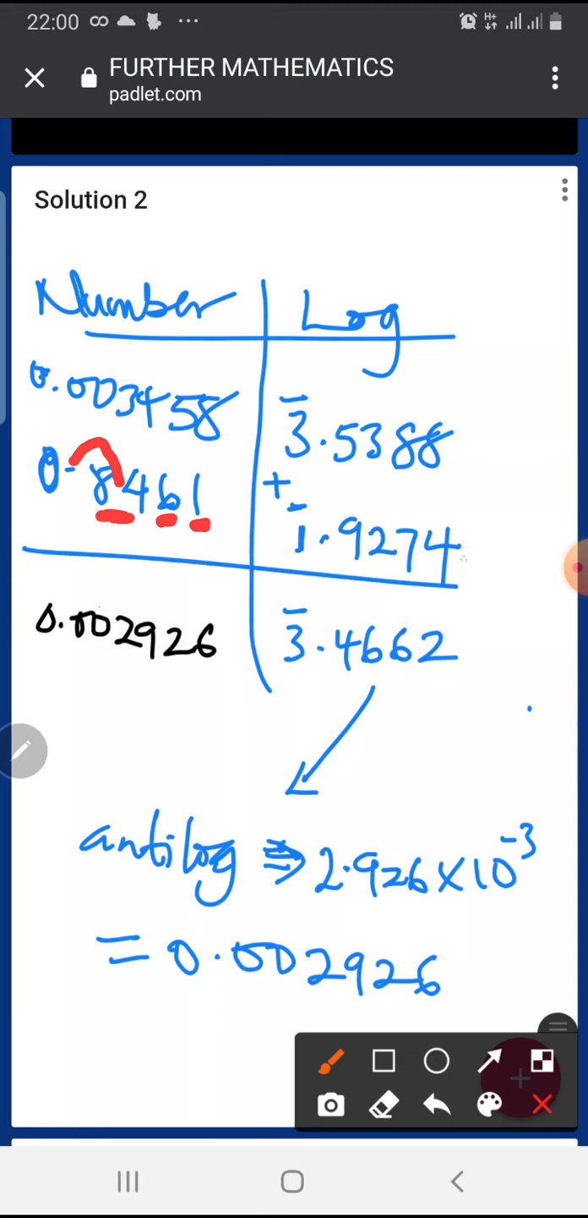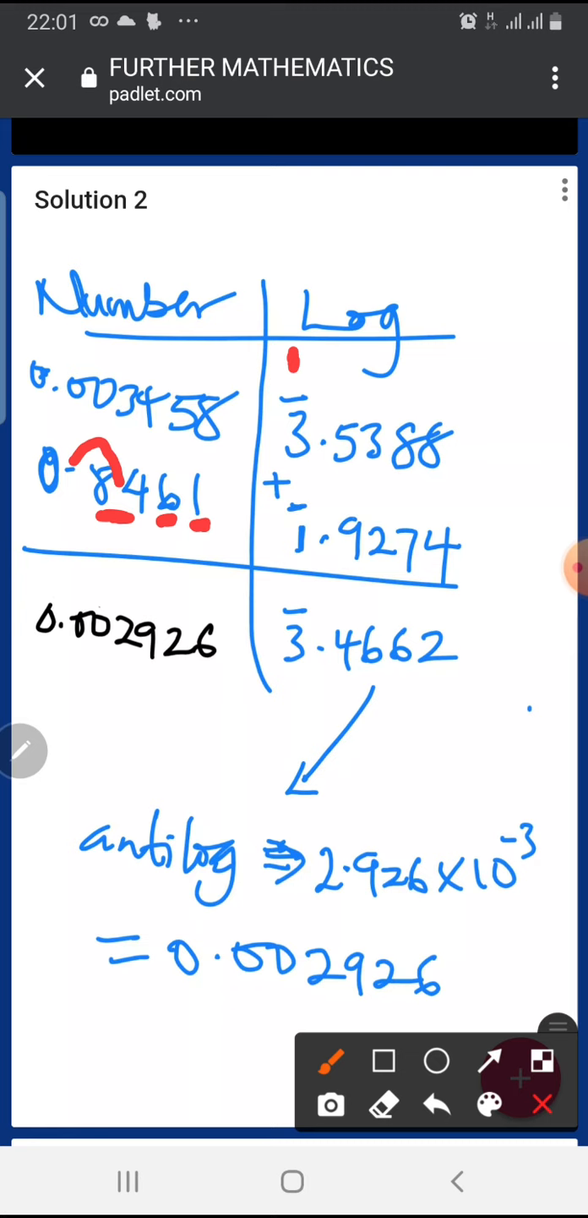You add your logarithm. 8 plus 4, 12, 2 carry 1. 8 plus 7, 15 plus 1, 16. 6 carry 1. 1 plus 3 is 4 plus 2 is 6. 5 plus 9 is 14. 4 carry 1. Now the one you carry is a positive 1. So positive 1 and negative 3 is negative 2. Because you have 3 debts, you have 1. So 3 minus 3 plus 1 is minus 2. So minus 2 minus 1 will give you minus 3. That's why we have bar 3.4662 as the logarithm.